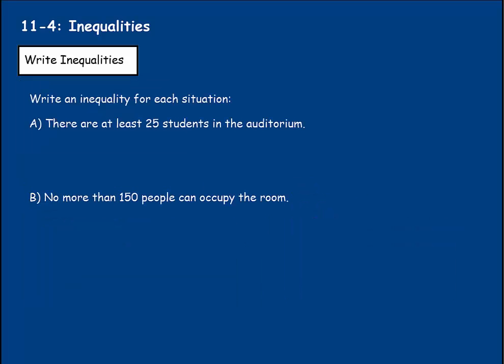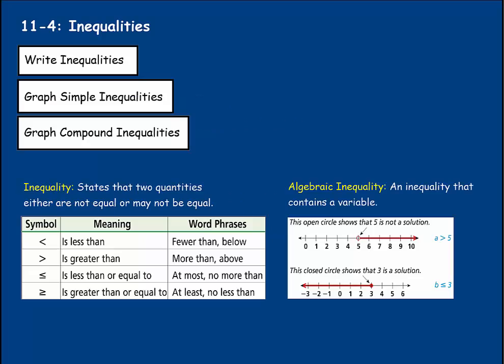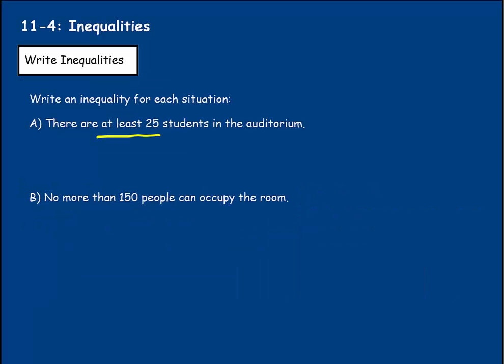So first let's write some inequalities. It says write an inequality for each situation. There are at least 25 students in the auditorium. And the words that jump out to me would be at least 25. So at least means greater than or equal to. So if we're going to write an algebraic inequality, if we'll do S for students, that would be greater than or equal to 25. So that means it could be 25, but it also could be 26 or more.